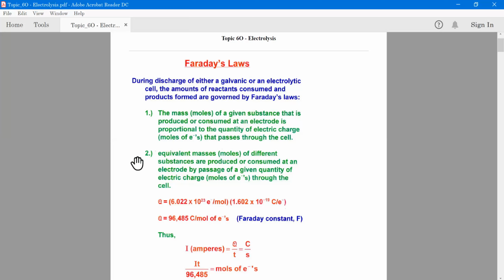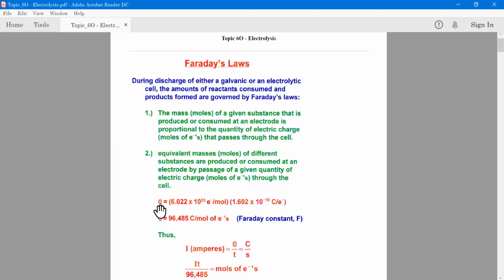The total amount of material that's oxidized and reduced is determined by how many moles of electrons pass through that external circuit. The second law, which is basically just another statement of the first one, is that equivalent masses or moles of different substances are produced or consumed at an electrode by passage of a given quantity of electric charge through the cell. In other words, the more coulombs of charge that pass through the cell, the more of the material being oxidized at the anode and the material being reduced at the cathode are reactive.